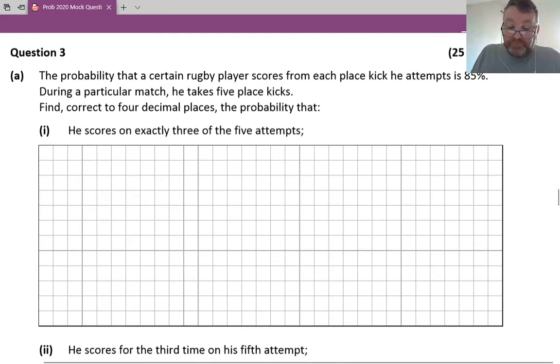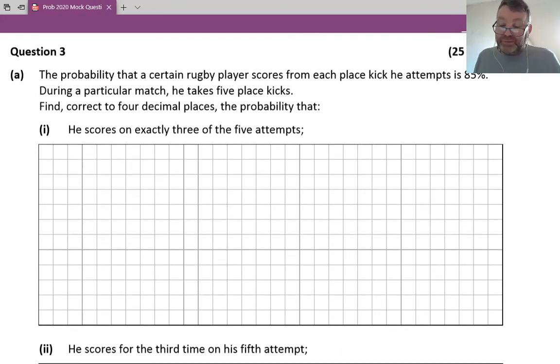Question 3. The probability that a certain rugby player scores from each place kick he attempts is 85%. During a particular match, he takes 5 place kicks. Find correct to 4 decimal places the probability that he scores on exactly 3 of the 5 attempts. Now, he either hits or he misses. He takes 5 place kicks. That's a repetition of experiment. The probability of success and failure doesn't change from one kick to the next.